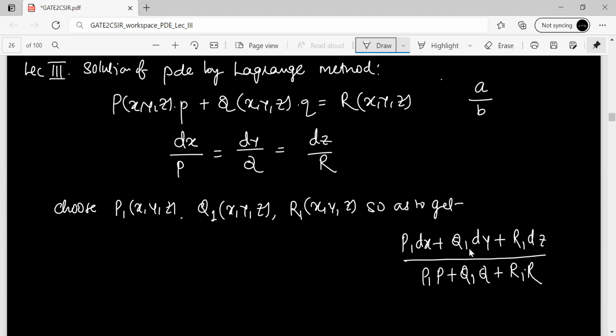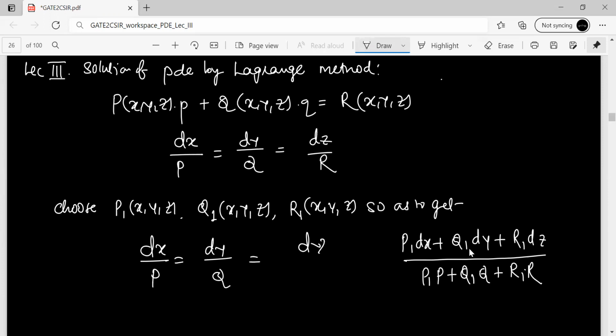Like in componendo and dividendo: if a by b equals c by d, then this is equal to (a plus c) upon (b plus d). In the same manner, if I multiply by a constant k, then (ka plus tc) upon (kb plus td) is equal to the same ratio. This is what componendo dividendo is. In the same manner, instead of scalars, we will have functions here. There is no issue multiplying, but what if the denominator becomes 0? In that case, we need to discuss. As we know, all of these fractions will be equal.